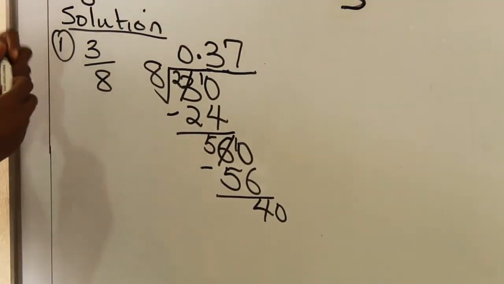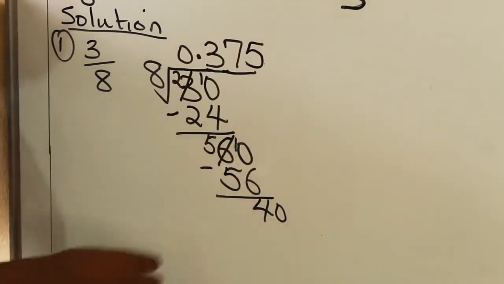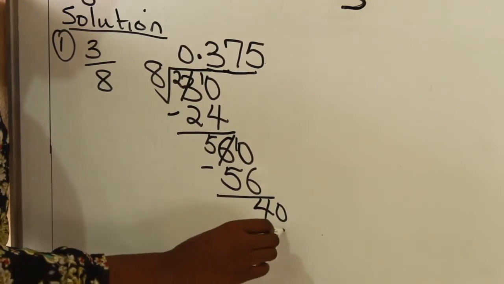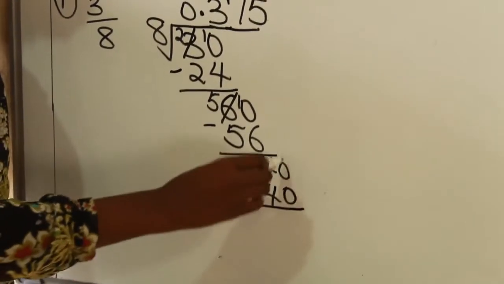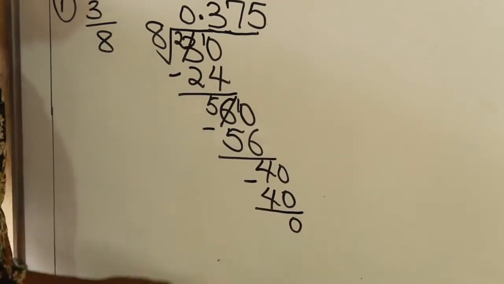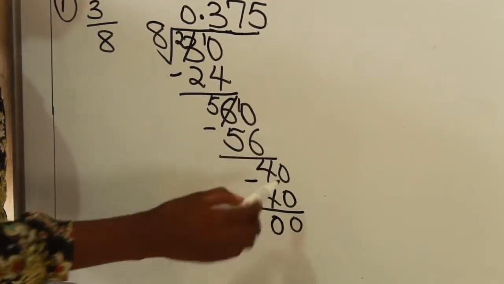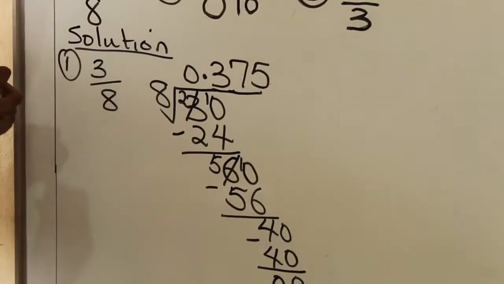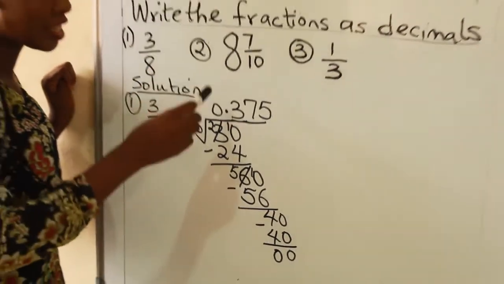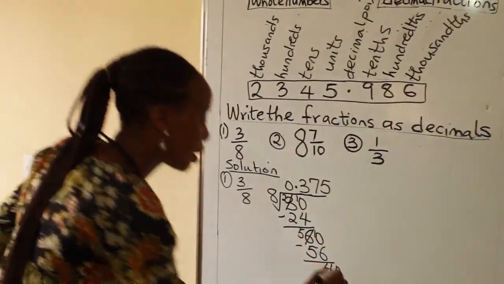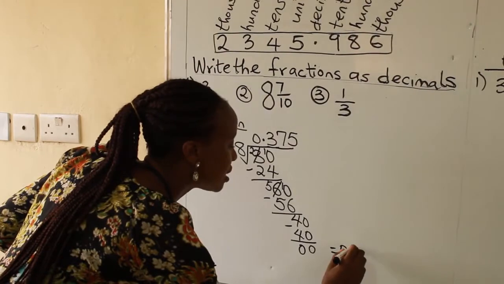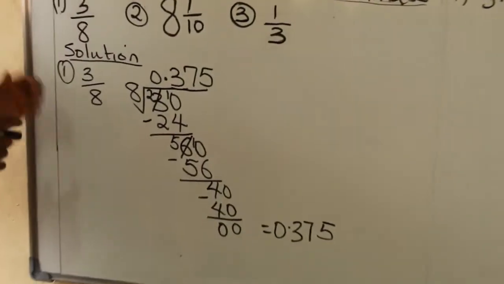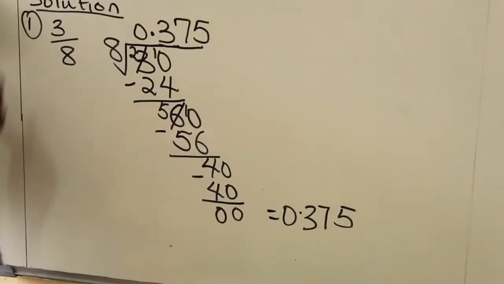40 divided by 8 is 5. 8 times 5 is 40. 40 minus 40, 0 minus 0 gives us 0. 4 minus 4 is 0. So 3 over 8 written as a decimal is equal to 0.375. 0.375 is the same as 3 over 8 as a fraction.